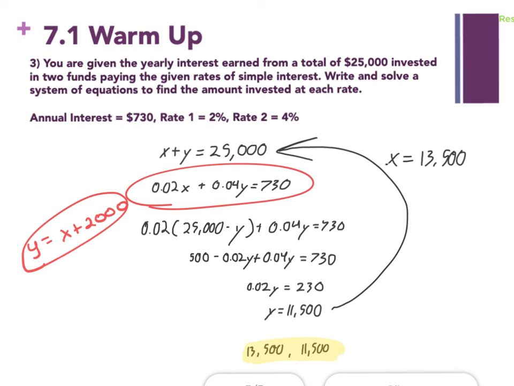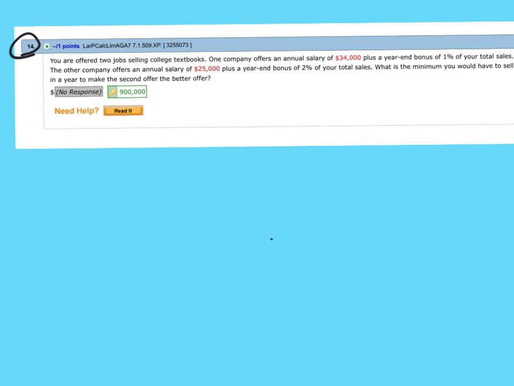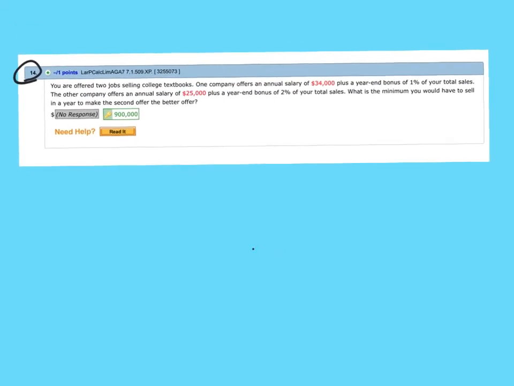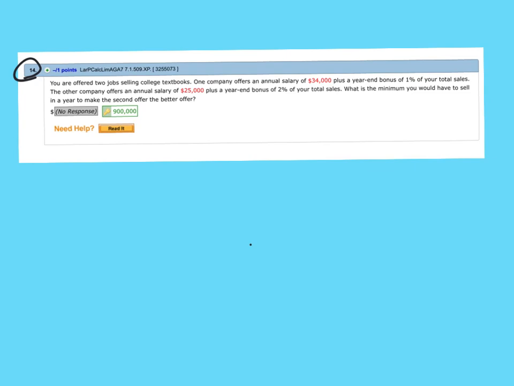Okay, so we're going to jump into 7.2, and then hopefully I'll get time to answer those questions for homework at the end. You were offered 2 jobs selling college textbooks. One company offers an annual salary of $34,000 plus a year-end bonus of 1%. The other company offers an annual salary of $25,000 plus a year-end bonus of 2%. What's the minimum you'd have to sell in a year to make the second offer the better offer?